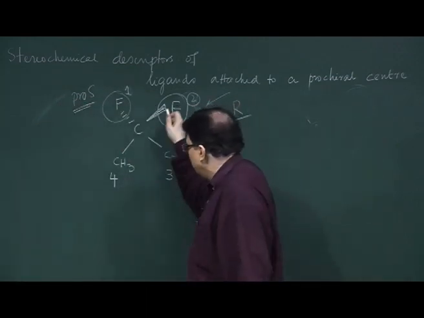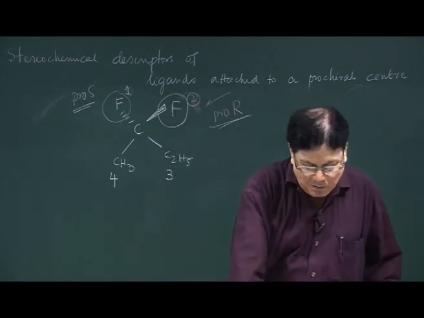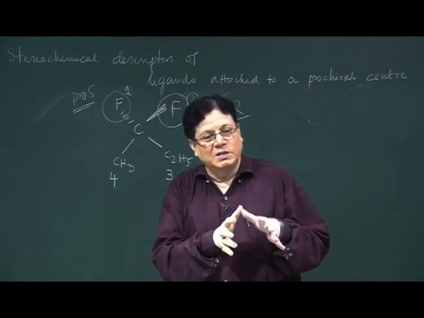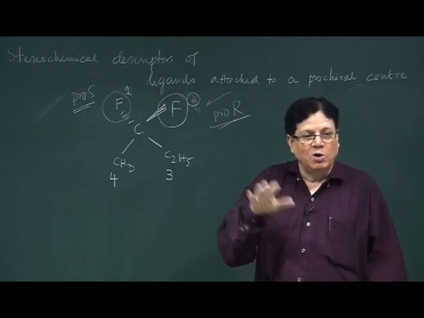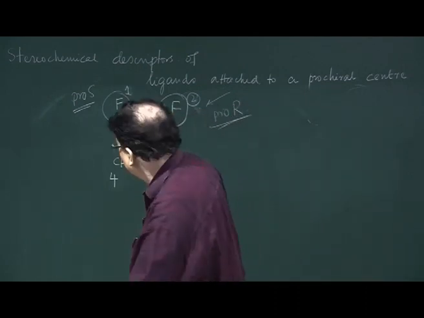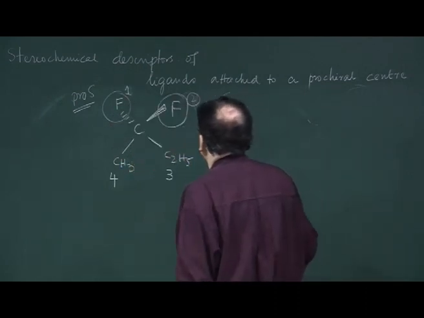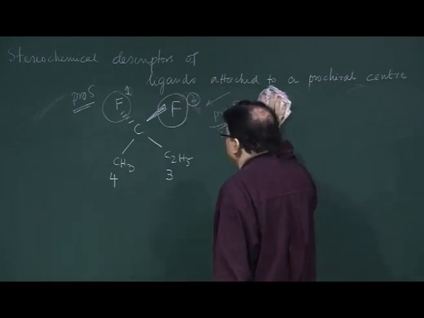Basically the same groups have to be given priority, but the group that you are considering should precede the group you are not considering in the priority sequence. So, that is the concept of stereochemical descriptors for ligands attached to the prochiral center.